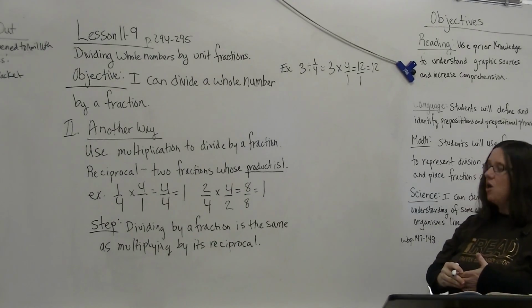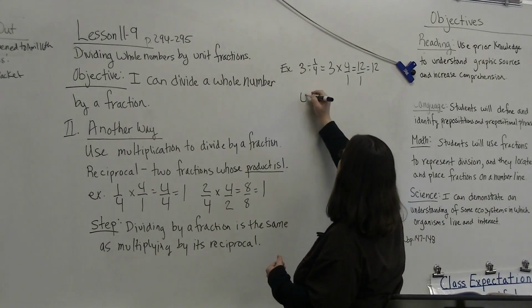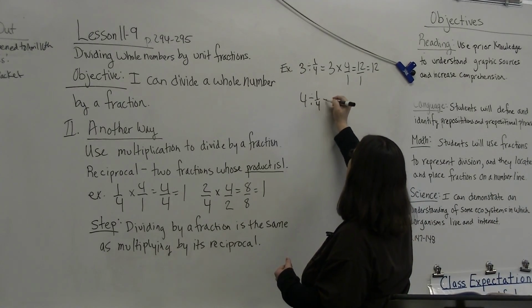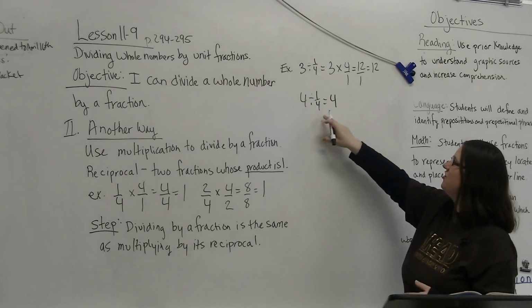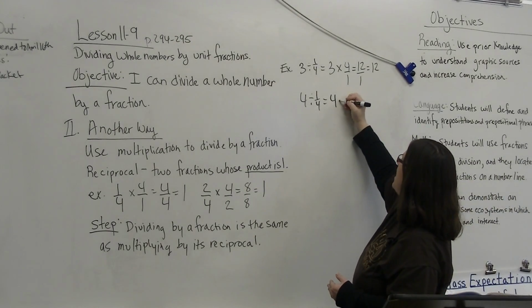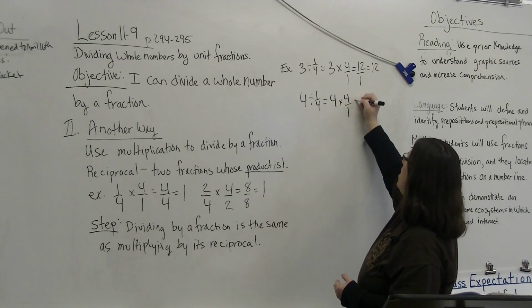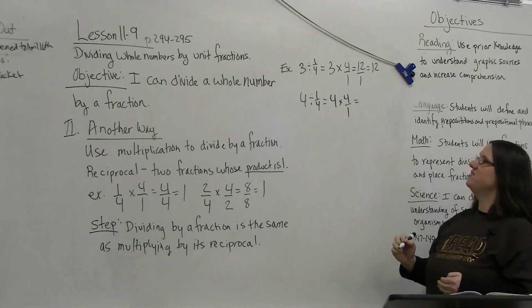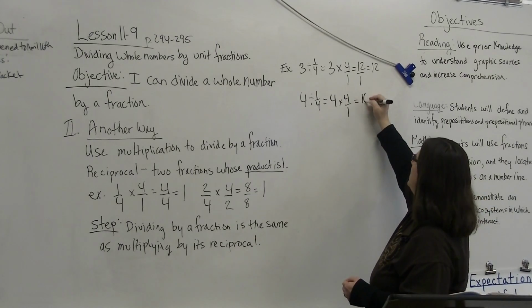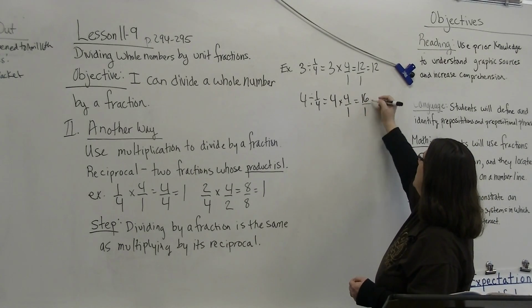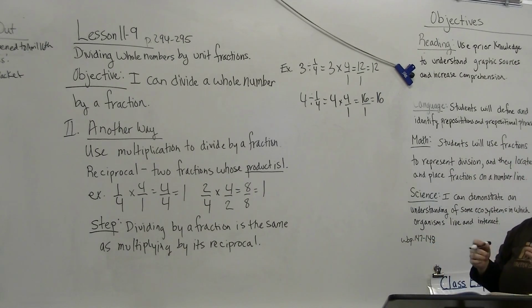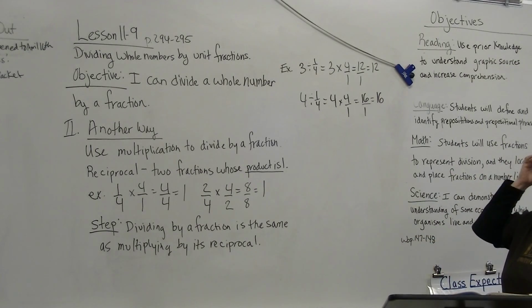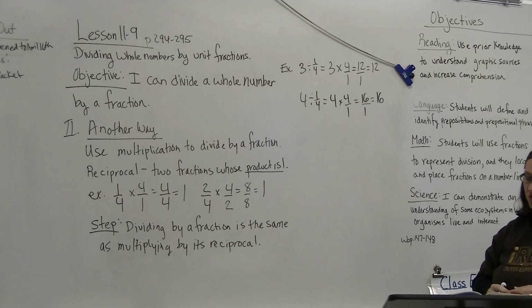Let's do another one. What if I have 4 divided by 1/4? Again, your whole number stays the same, and we're going to multiply it by its reciprocal. The reciprocal of 1/4 again is 4 over 1. And then follow your same steps. 4 times 4 is 16, and 1 times 1 is 1. 16 over 1 equals 16. So our basic process is you take the number that you're dividing by and multiply it by its reciprocal.